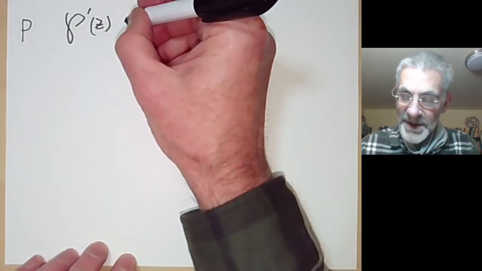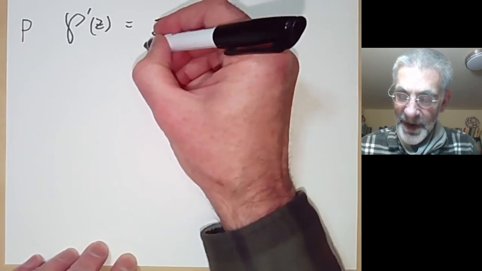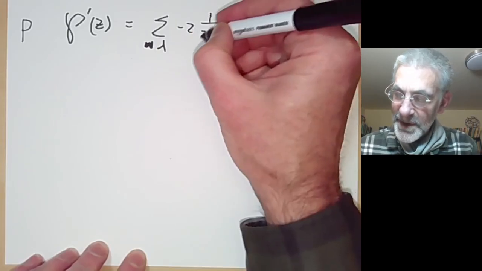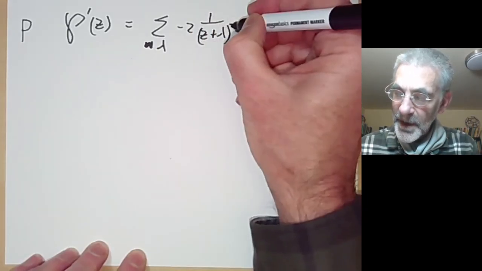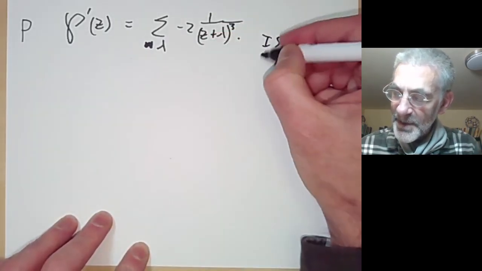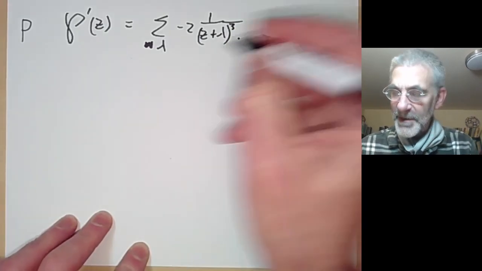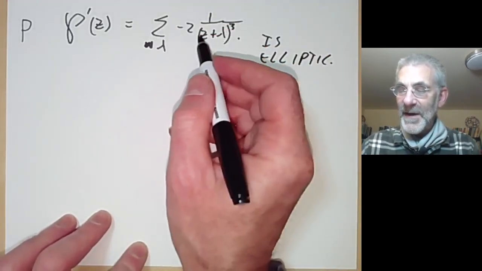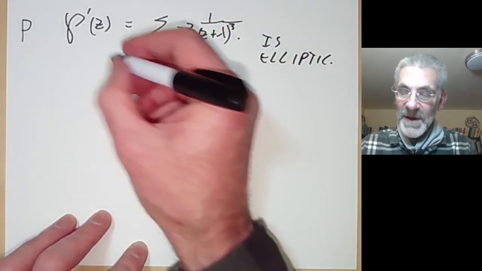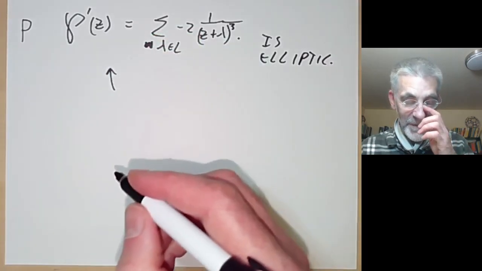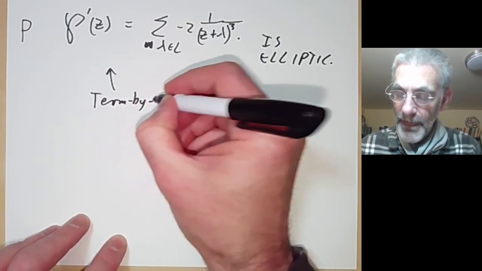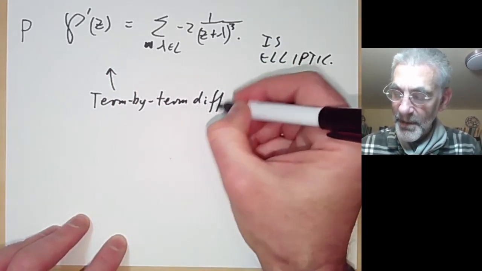Anyway, so the derivative is now equal to the sum over lambda of minus 2 times 1 over z plus lambda cubed. And now we notice that this is elliptic, because these terms are obviously invariant if you change z to z plus something in the lattice lambda. There's a bit of a problem. If you were being really picky, you might have noticed that we're doing term by term differentiation.